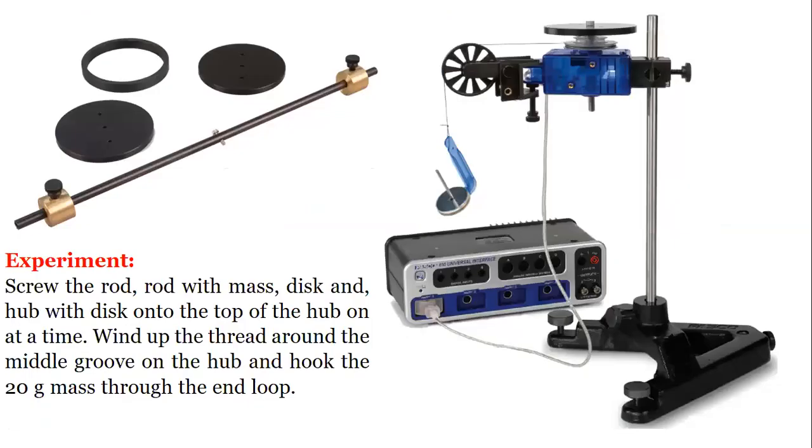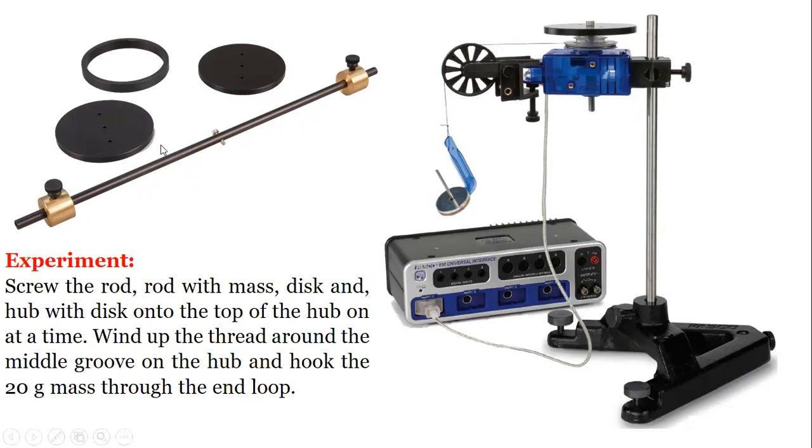Well, if you were in the real lab, you would be given a Pasco interface, a rotary motion sensor, a hub, a rod with two masses, and a disc and a hoop, right? Experimentally, what we are doing is we screw on one of these elements at a time. First just the rod, then the rod with two masses, and then the disc and the hoop.